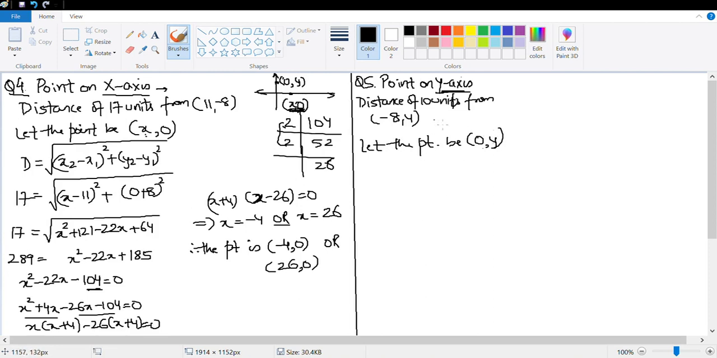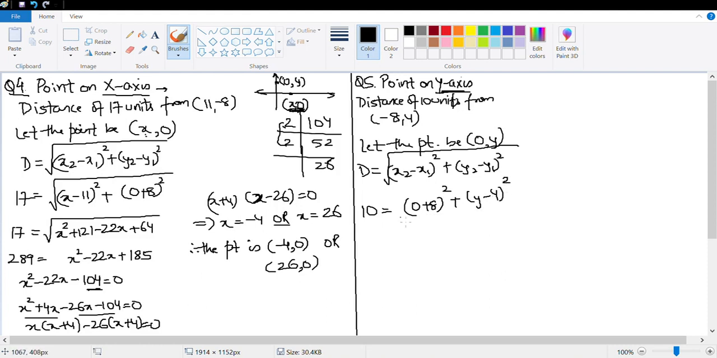And the distance is given as 10 units. So we know distance is equal to the square root of (x2 minus x1) whole square plus (y2 minus y1) whole square. In this case, the distance 10 is equal to the square root of (0 minus negative 8, that's plus 8) whole square, plus (y2, which is y, minus 4) whole square. This will be 64 plus y square plus 16 minus 4 into 2, that's 8y.